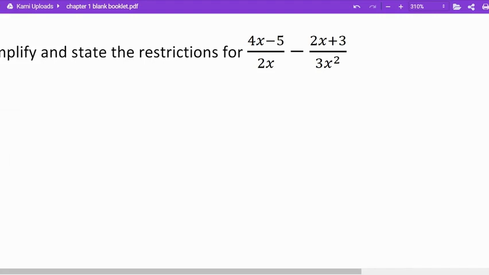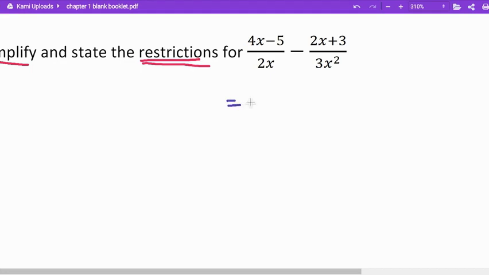All right, so I'm going to show you how I do my active reading. It says simplify and state restrictions. So I'm double underlining restrictions to make sure that I do it. Okay, well, simplify, what does that mean? Probably means to factor. It means make it smaller. So what do I got here?